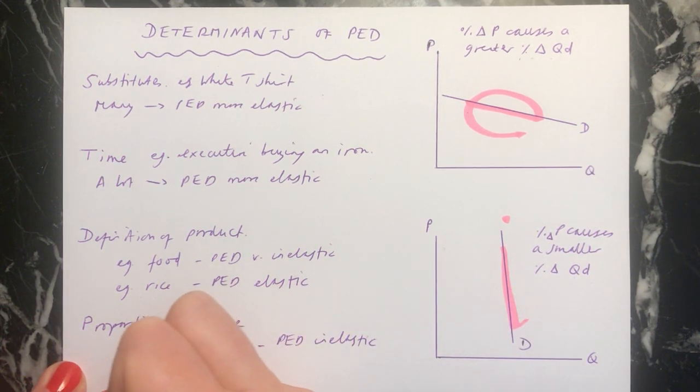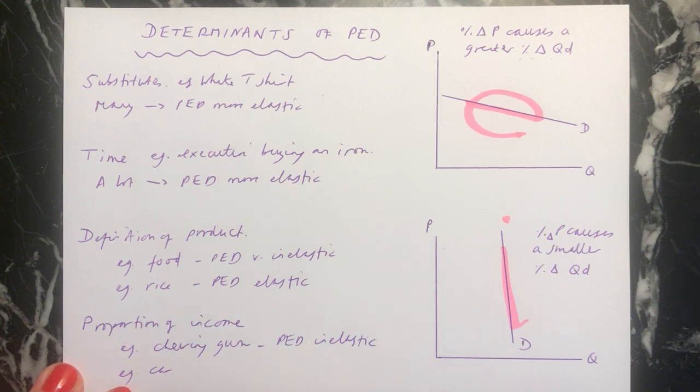Whereas if something was very expensive, like a car, and the price went up, it would take up a bigger proportion of your income. And therefore, if the price of the car went up, you'd really think twice about buying it, and you may well not demand it anymore. So the PED will be more elastic.